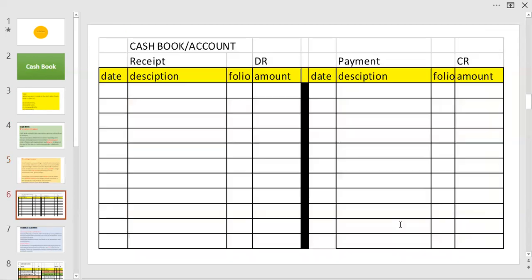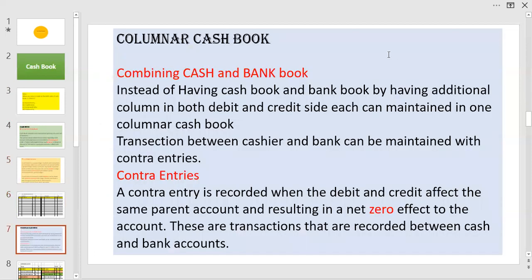A format for cash book is shown here. In this, if you notice, for amount, one column only is provided on each side. If you have more than one column for amounts, those cash books are known as columnar cash books. By providing an additional column, the same cash book can be used also as a bank book.